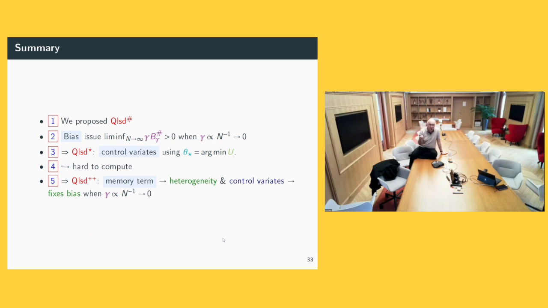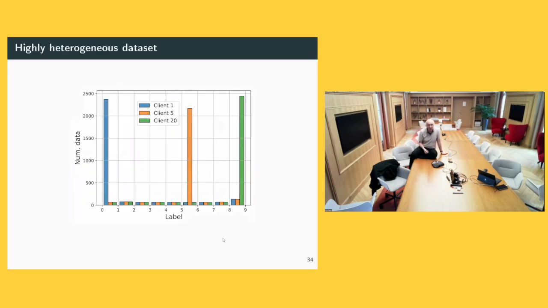In particular, just by using this control variate and these memory terms, you more or less cope with heterogeneity, and also with the fact that the gradient of each client doesn't go to zero. So this gives an illustration. It's not a very difficult one.